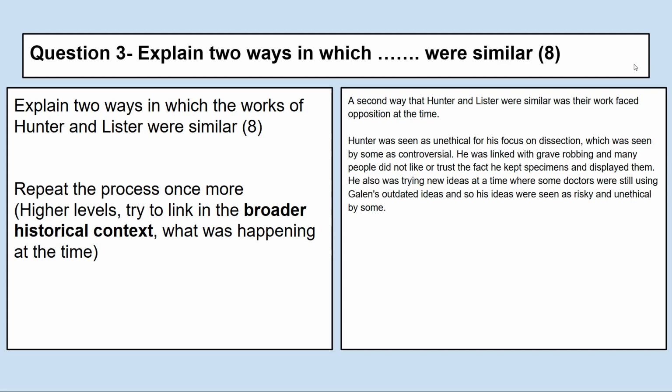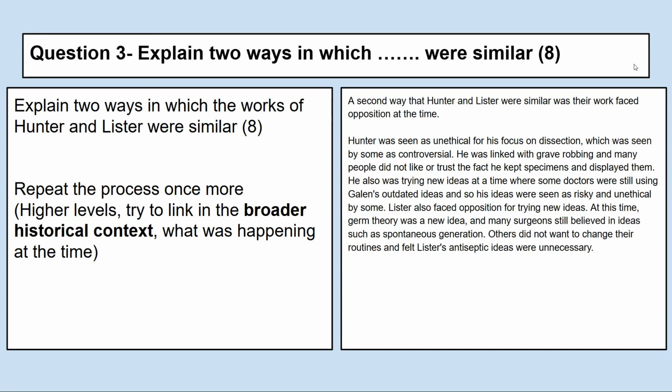So Hunter was seen as unethical for his focus on dissection, which was seen by some as controversial. He was linked with grave robbing, and many people did not like or trust the fact he kept specimens and displayed them. He was also trying new ideas at a time when some doctors were still using Galen's outdated ideas, and so his ideas were seen as risky and unethical by some. So I've just got there that contextual knowledge. At the time, people were still using Galen's ideas in some medical fields, and he was seen as risky.